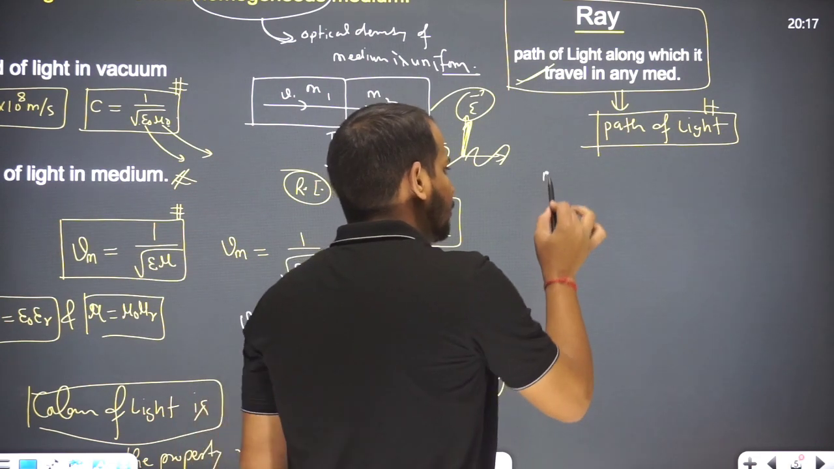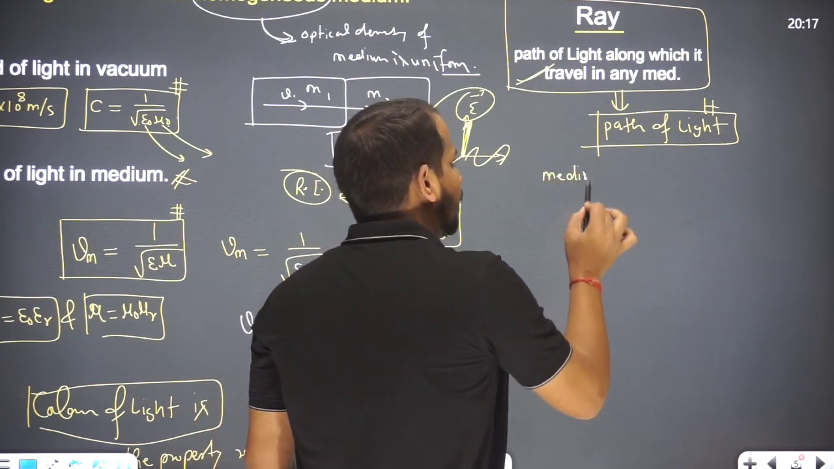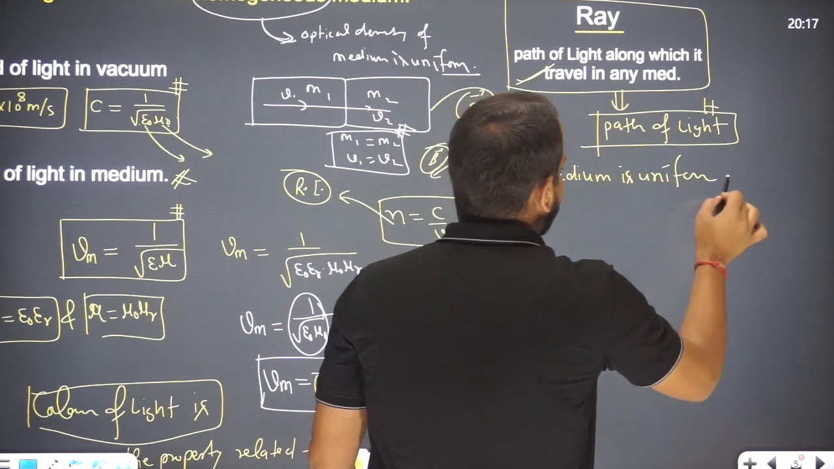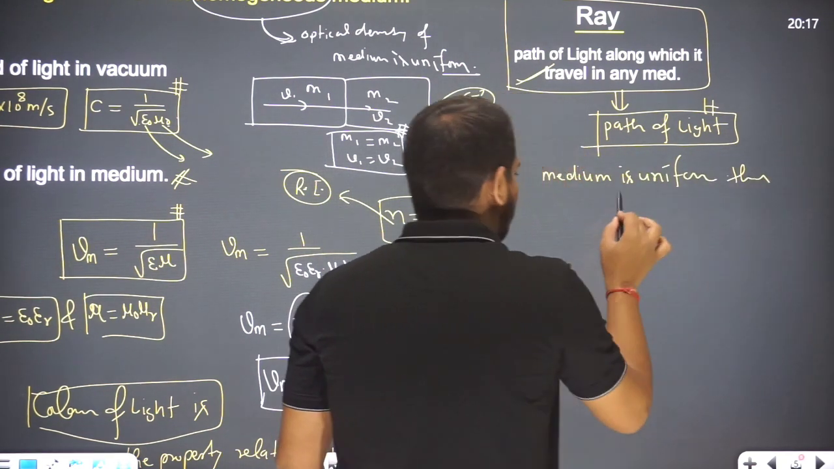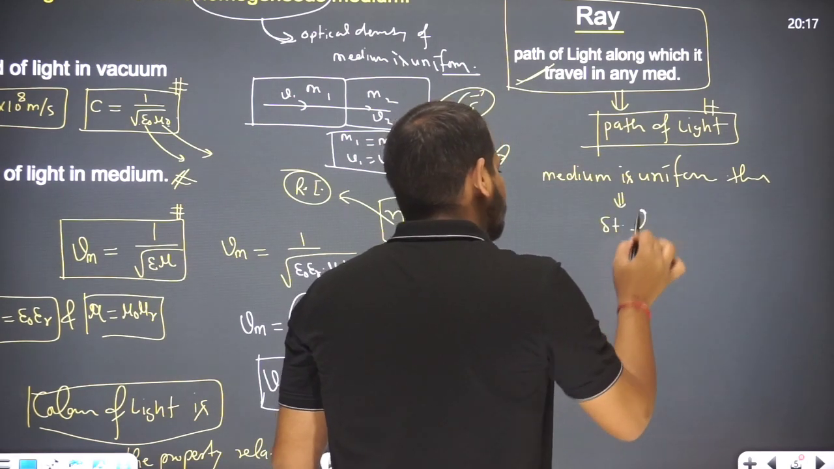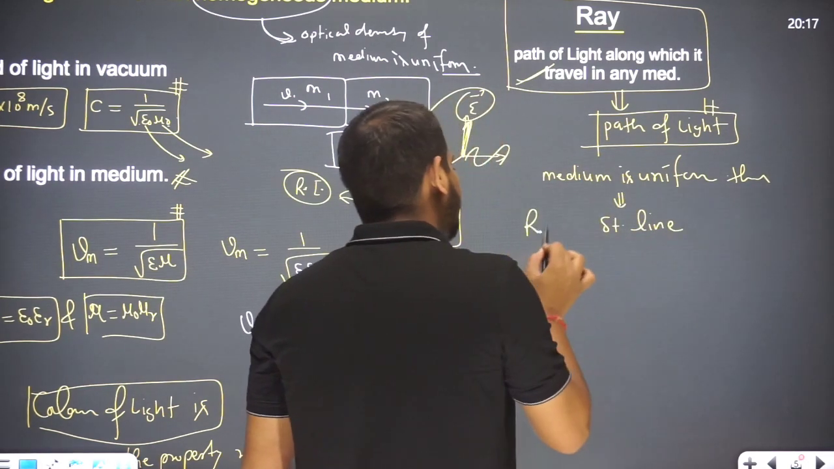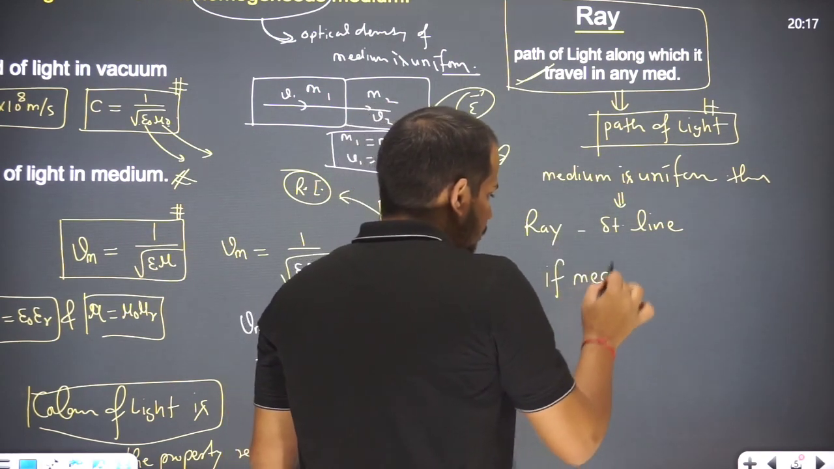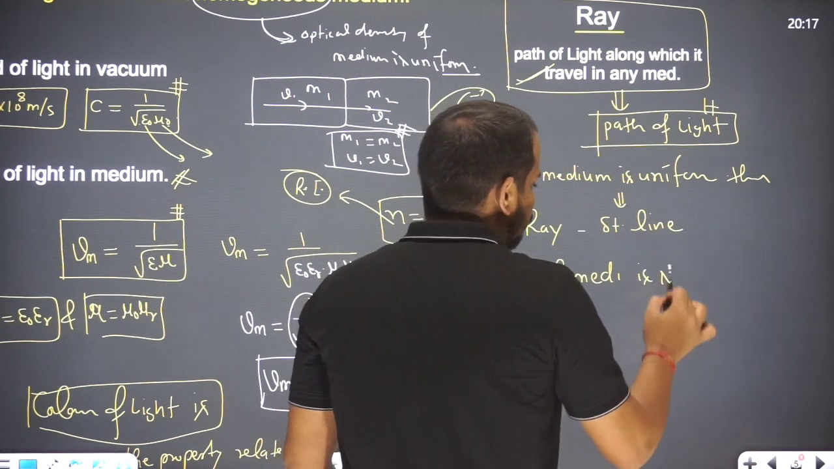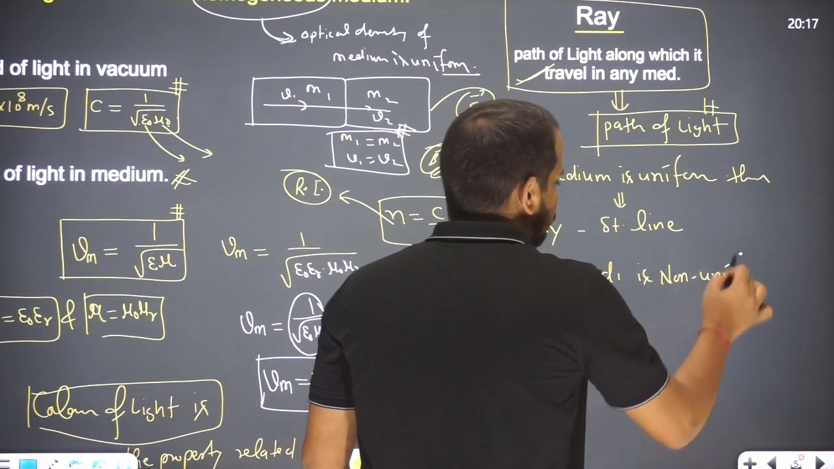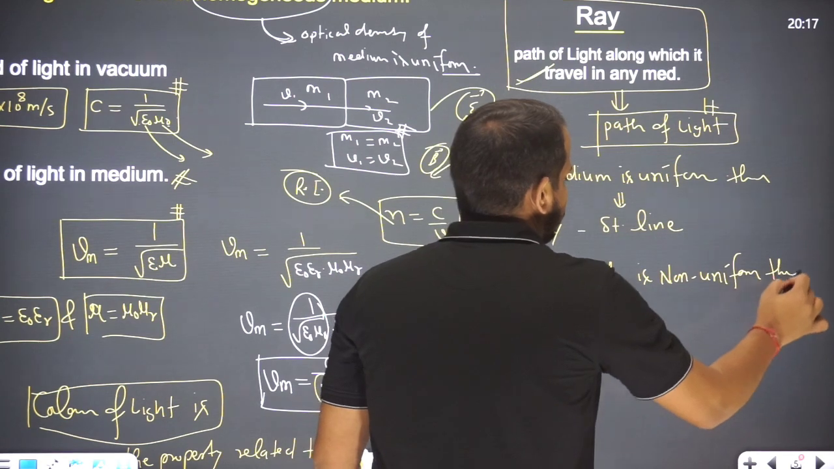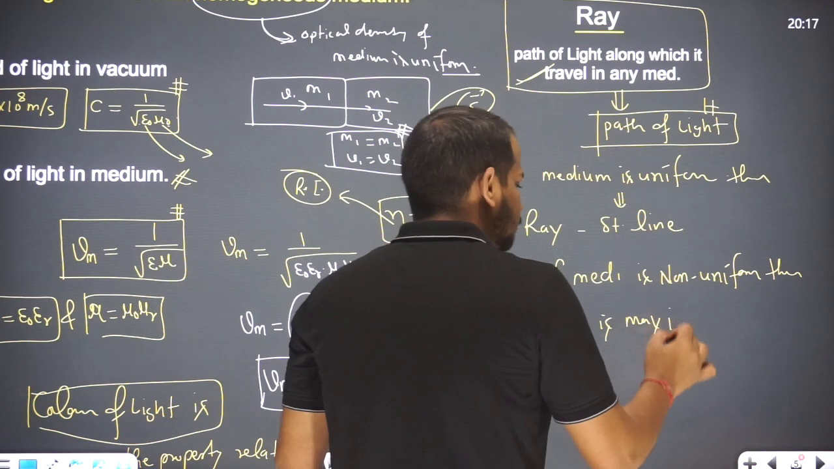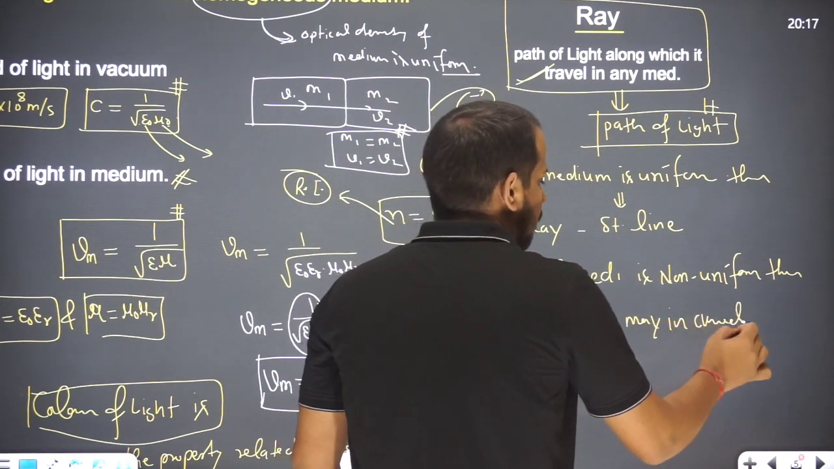If the medium is uniform, then the ray will be a straight line, right? If the medium is non-uniform, then it may be curved, right? Maybe curved means what?